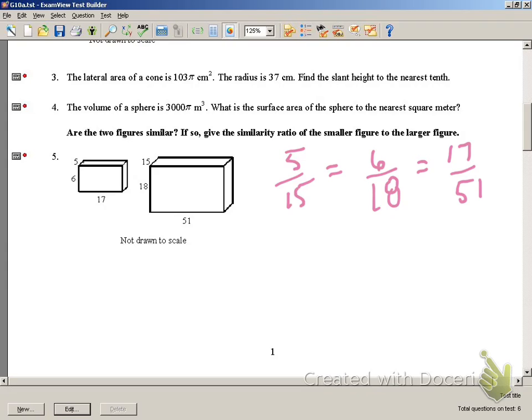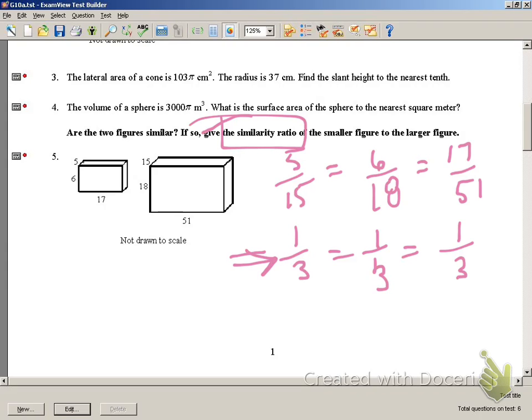That is an extended proportion. Are all the sides proportional to each other? In other words, would all of these reduce to the same fraction? 5 over 15 would reduce to 1/3. 6 over 18 reduces to 1/3. And 17 over 51, guess what? 1/3. So are they similar? Yes, they are. The similarity ratio is what they all reduce to, from the smaller to the larger. That's the reason why I put all of the smaller numbers on top, because it tells me smaller figure to larger figure. So my SR, similarity ratio, is 1/3.